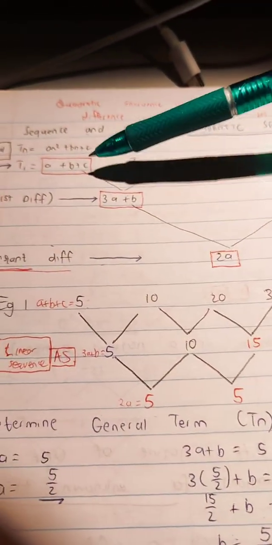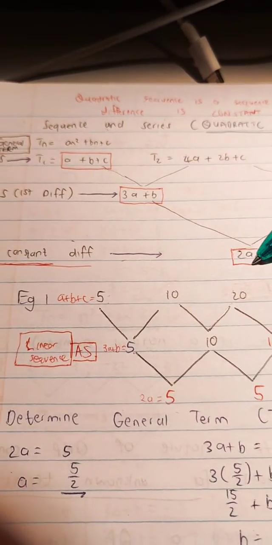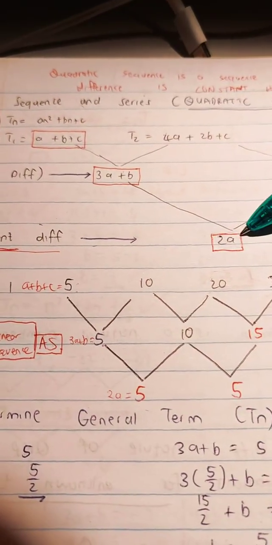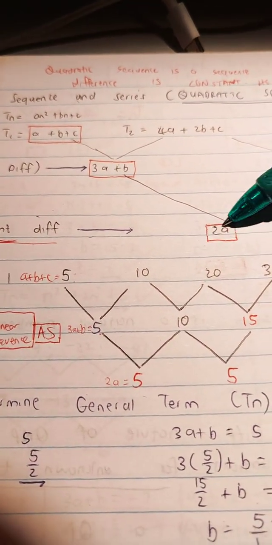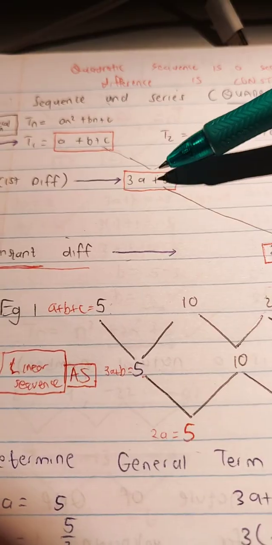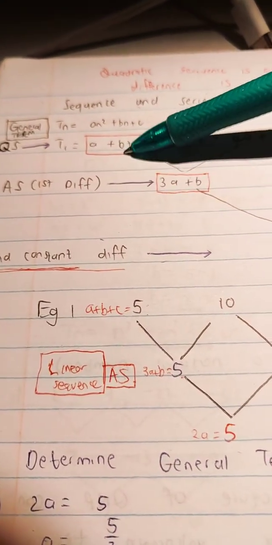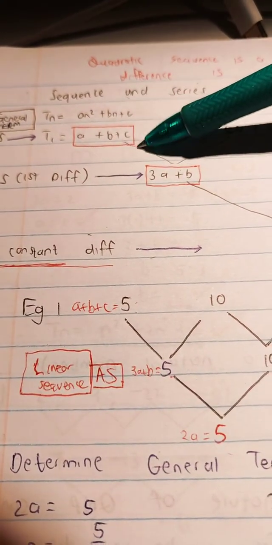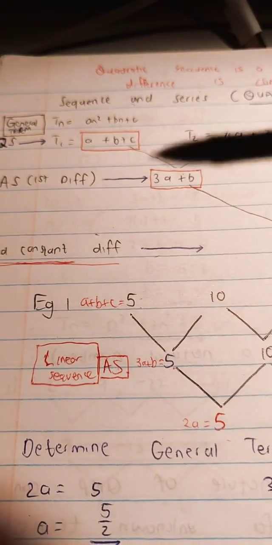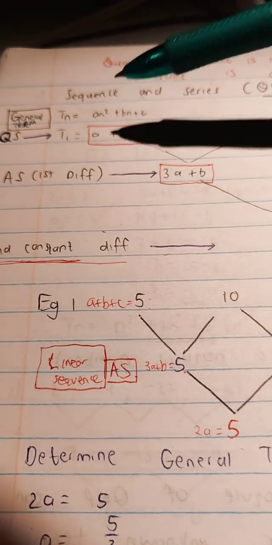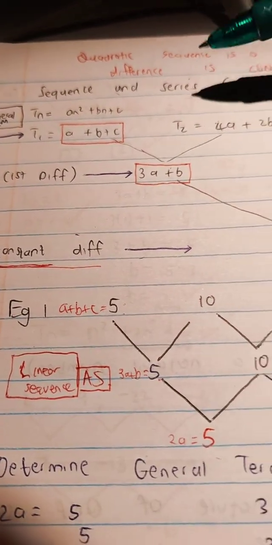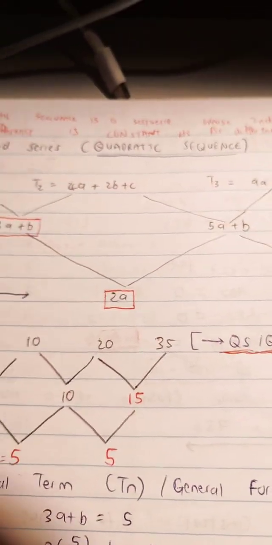And if you remember, guys, when you wanted to get the nth term for a quadratic sequence, you would use these expressions. 2a is equal to the second constant difference, 3a plus b is equal to the first term in the first difference, and a plus b plus c would be equal to the first term in the original sequence. Then you'd solve for a, b and c, and substitute them back into the nth term and get Tn. Okay, so this is quadratic sequence.